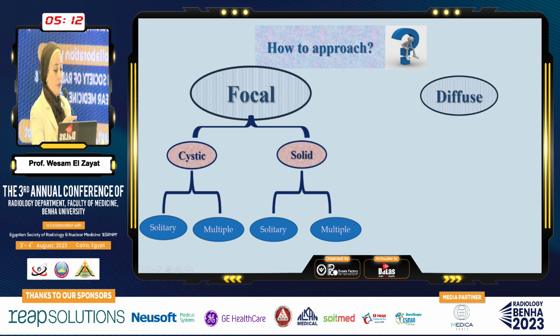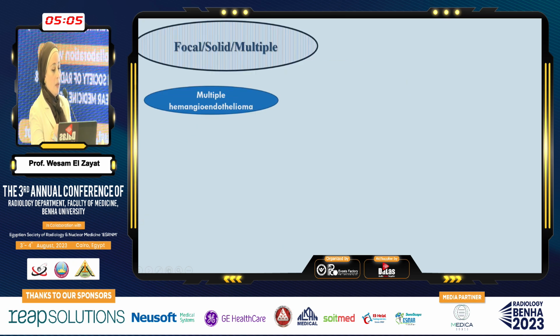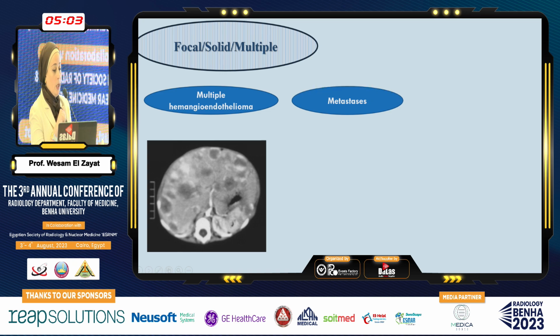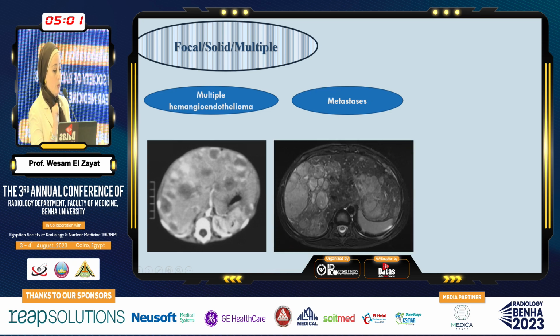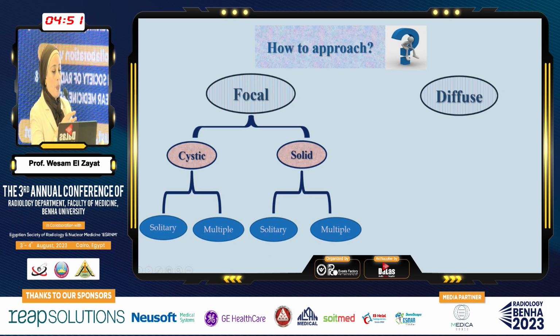Back to the original classification, the focal, solid, multiple lesions. Hemangioendotheliomas can be multiple. Metastasis, multiple, usually from neuroblastoma and lymphoma. But lymphoma rarely involves the liver exclusively. There must be other lesions, other nodal groups, spleen, kidney.